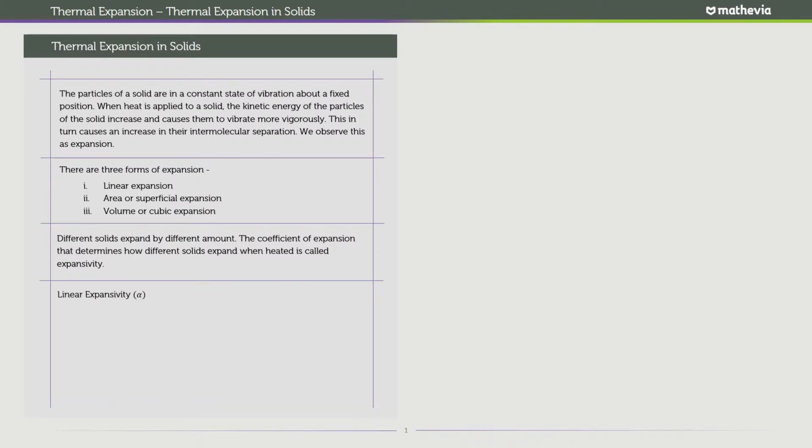So we start off with linear expansivity. Linear expansivity of a body is the change in length per unit length per unit rise in temperature. So we have a change in length, and this change in length is often a percentage, or a fraction, of the entire length of that solid.